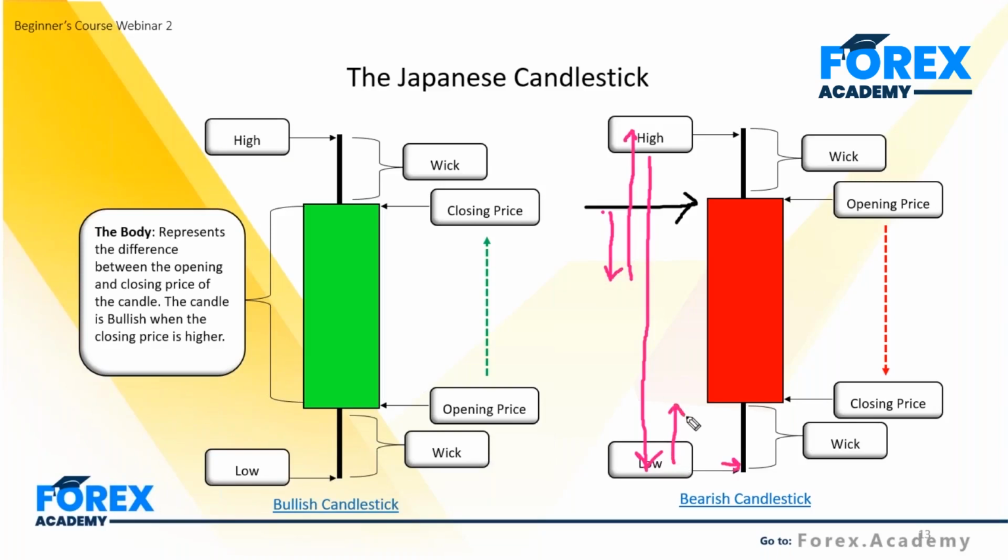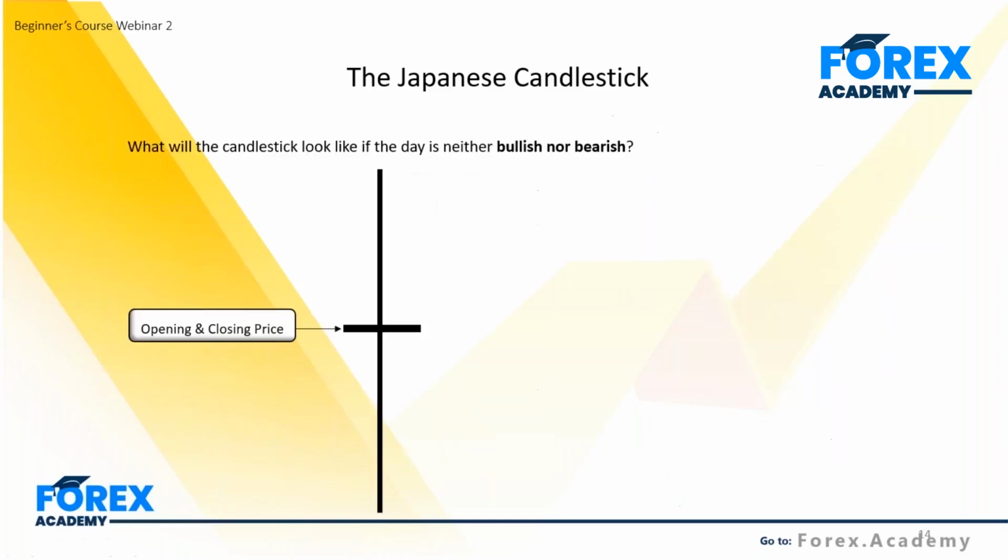So we've seen two candlesticks where we see two strong bodies of the candlestick, one indicating a bullish and one indicating a bearish candle itself. What will the candlestick look like if the day is neither bullish nor bearish? And this is what we have in front of us. We have the opening and closing price at the same price. Okay, there is no body to the candle as the market closes at the same price it opens.